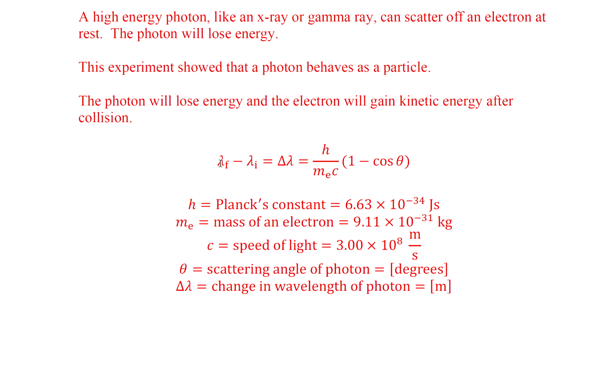So we have this equation here. Lambda f is the final wavelength of the photon. Lambda initial is the initial wavelength of the photon. Delta lambda is the change in wavelength of the photon. We know h is Planck's constant, m sub e is the mass of the electron, c is the speed of light, and theta is the scattering angle of the photon in degrees.